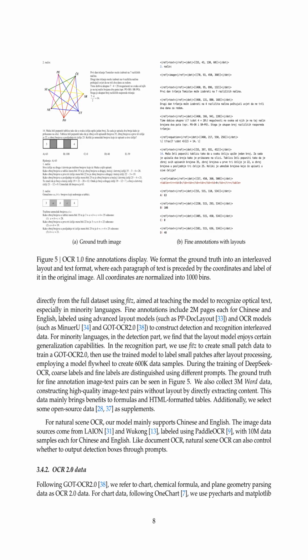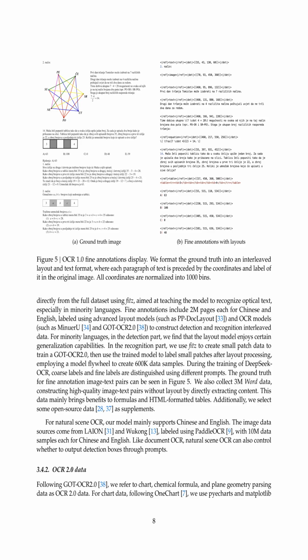This data mainly brings benefits to formulas and HTML formatted tables. Additionally, we select some open-source data, 28, 37, as supplements. For natural scene OCR, our model mainly supports Chinese and English. The image data sources come from LAION 31 and Wukong 13, labeled using PaddleOCR 9, with 10M data samples each for Chinese and English. Like Document OCR, Natural Scene OCR can also control whether to output detection boxes through prompts.